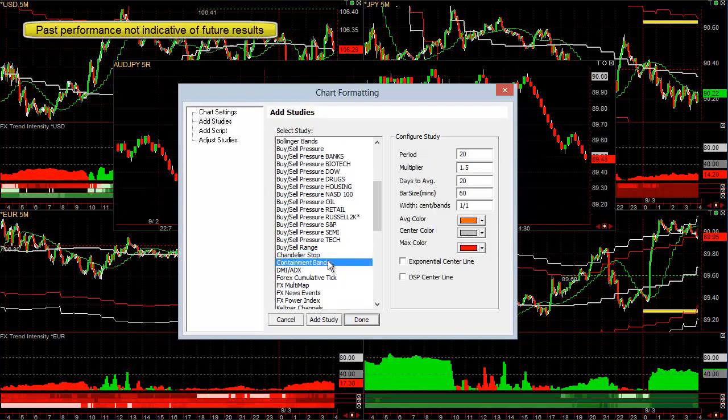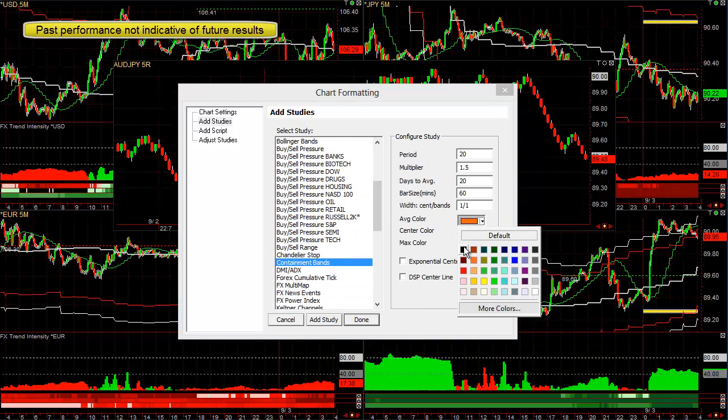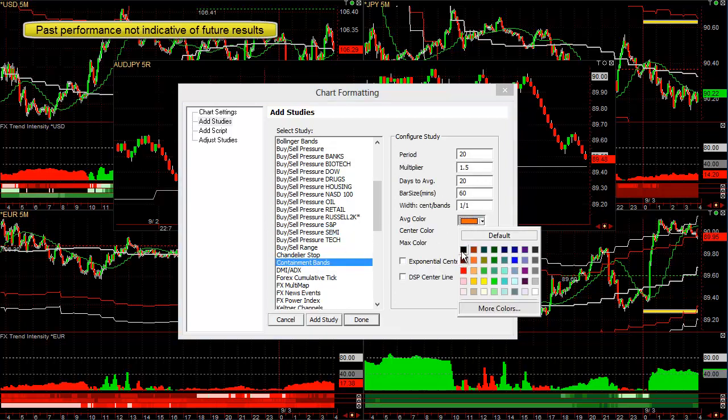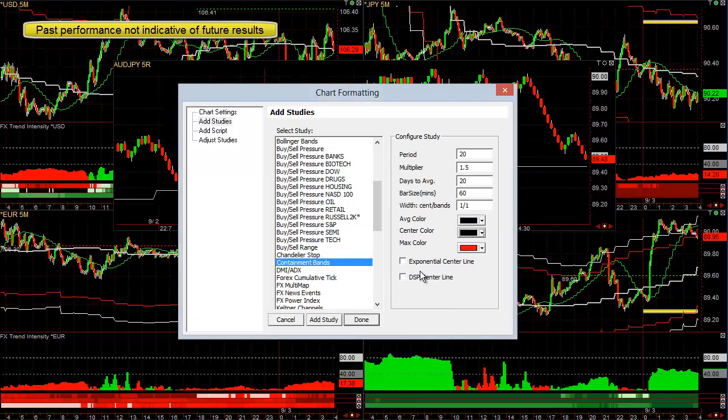Containment bands are a wonderful tool. It gives you a wealth of information. I usually add one set of containment bands without any of the exponential or DSP center line to see what the hourly moving average is. And then I will add another one with the DSP option, 1.5 band and 2.0.